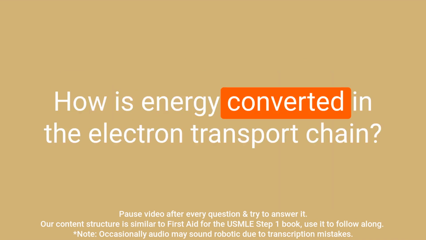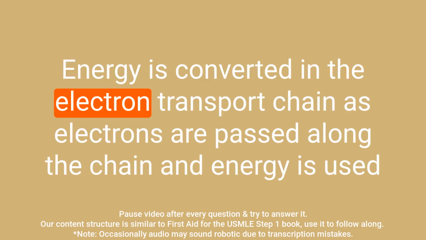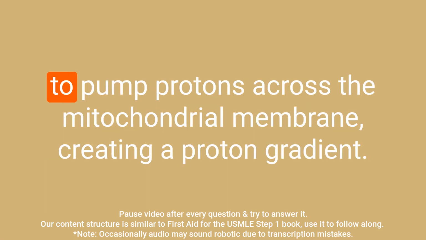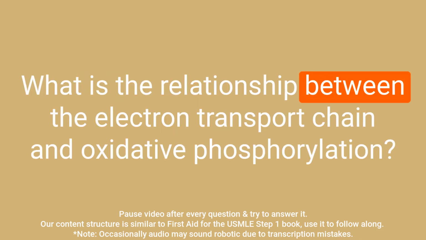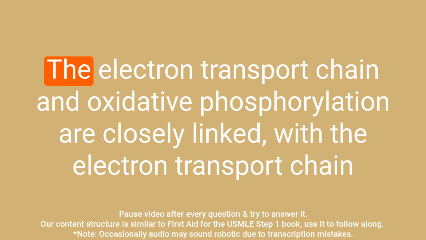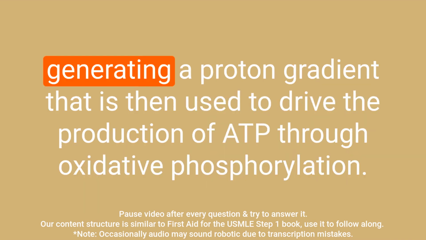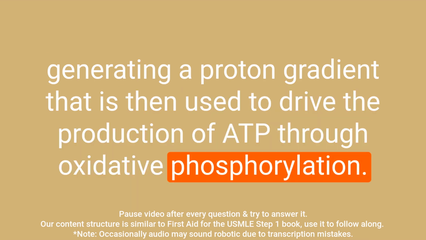Question: how is energy converted in the electron transport chain? Answer: energy is converted in the electron transport chain as electrons are passed along the chain and energy is used to pump protons across the mitochondrial membrane, creating a proton gradient. Question: what is the relationship between the electron transport chain and oxidative phosphorylation? Answer: the electron transport chain and oxidative phosphorylation are closely linked, with the electron transport chain generating a proton gradient that is then used to drive the production of ATP through oxidative phosphorylation.